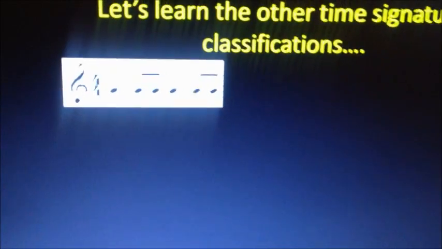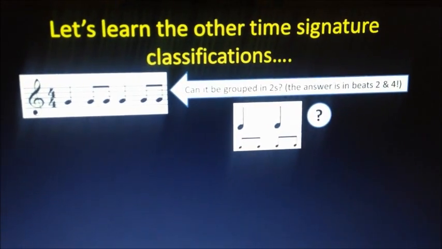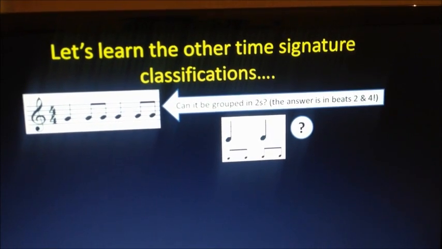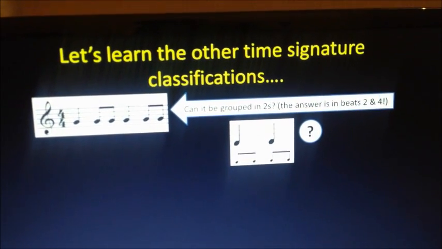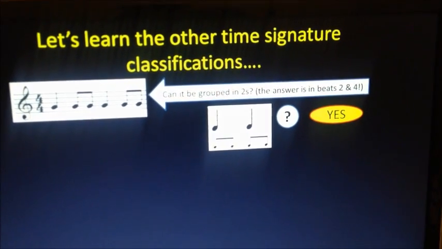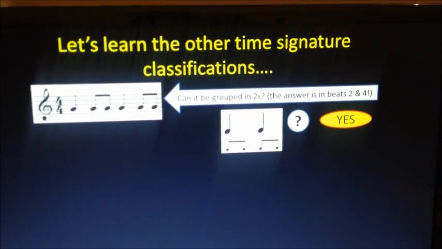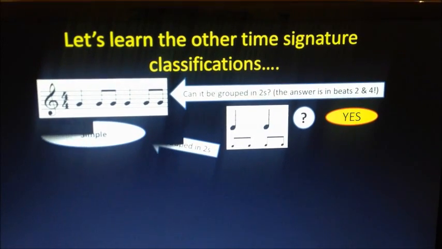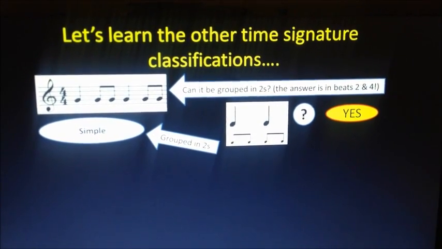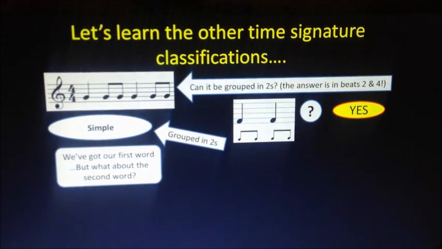Well, it gets possibly more difficult or more easy, depends how your brain is currently working. This one's in 4/4. Now, if it's in 4/4, can the beats be grouped in twos? Hopefully beats 2 and 4, which are quavers, should give you the answer. The answer is, of course, yes, they can be grouped into twos. So therefore, 4/4 is simple, because it can be grouped into twos. We've got our first word.